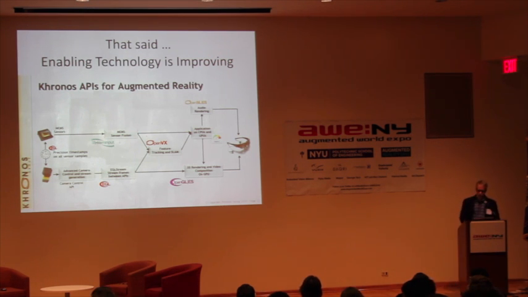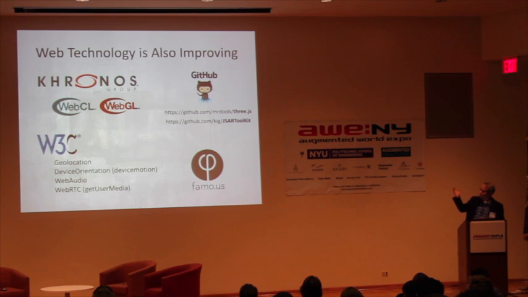Unfortunately, a lot of this stuff isn't yet available on the web, but some of it is, right? So if you go and look at web SDKs right now, WebCL lets you do GPU programming in web pages. WebGL lets you do OpenGL, complex 3D graphics. There's a bunch of specifications from the World Wide Web Consortium to let you get location, device orientation, do complex spatial audio. WebRTC is starting to let you pull live video into web pages so that you can overlay it.